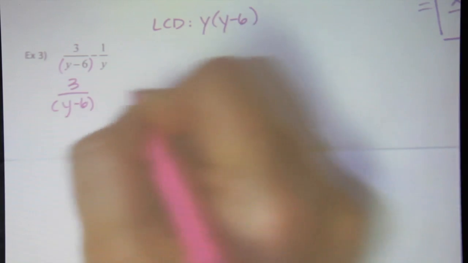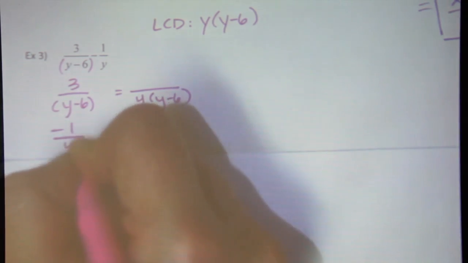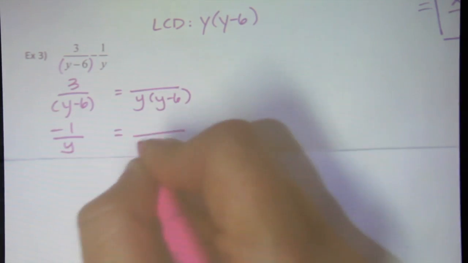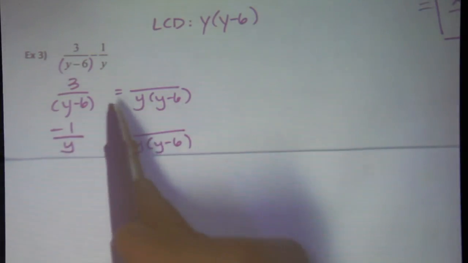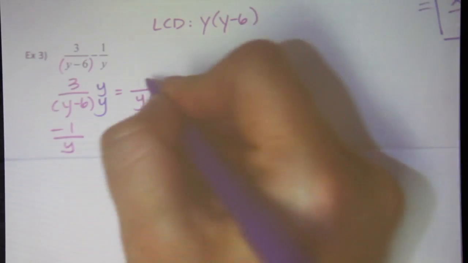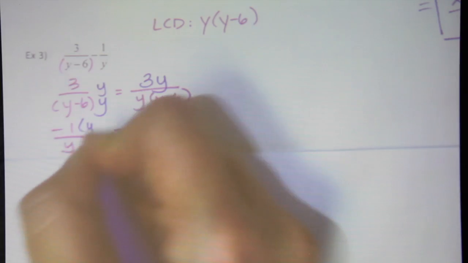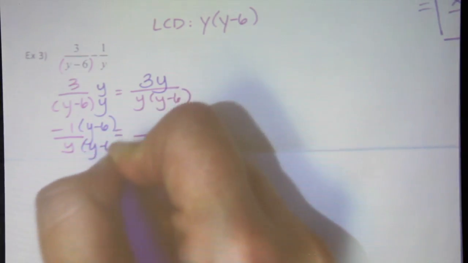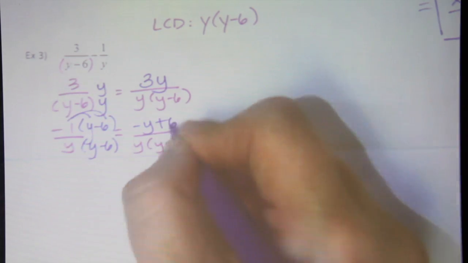So I'm going to have to get new denominators. So I'm going to set up a ratio. That negative I'm going to keep with that second fraction so I don't have to worry about it later on. And I recognize that on this first fraction, 3 over y minus 6, I'm missing y. So that's what I'm going to multiply both by. That gives me 3y. On the bottom, I'm missing y minus 6. So when I distribute negative, that's negative y plus 6.